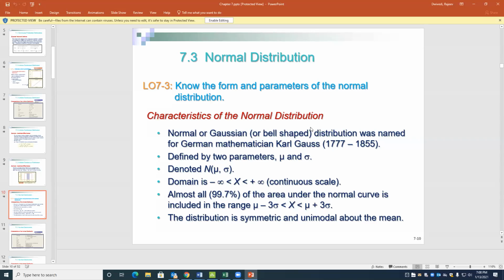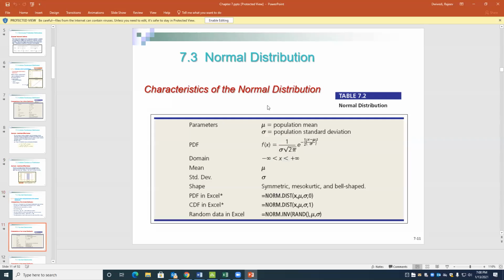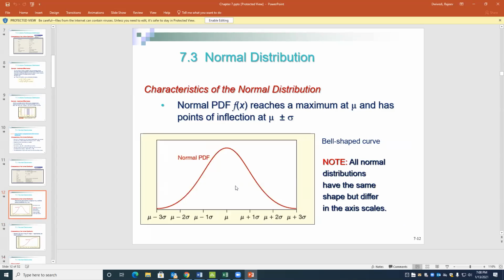Most important thing about this, it ranges from minus infinity to plus infinity. Two important characteristics: mu is the mean, sigma is the standard deviation, and 99.73% of the limit is between 3 sigma minus and 3 sigma plus, that we have already seen. You can see this is the normal distribution PDF. The domain is minus to plus infinity. Mean is this, standard deviation is this.